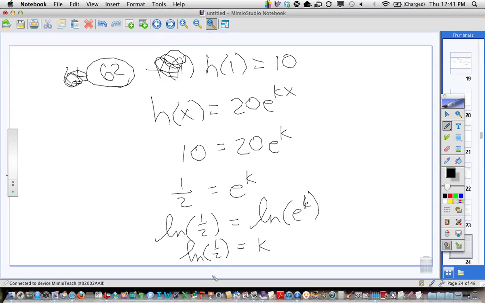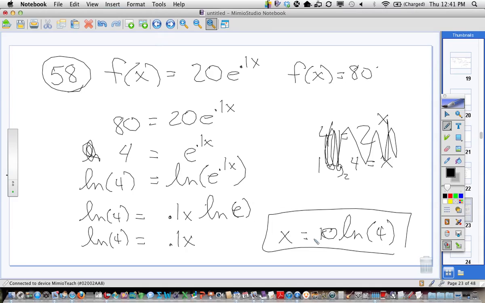Is that all they wanted? They just say find k. So there it is, right? ln 1/2. Yes. Oh, did we finish it? Yeah, 10 ln 4. Right? Because we were supposed to find x. Yeah. 10 ln 4.